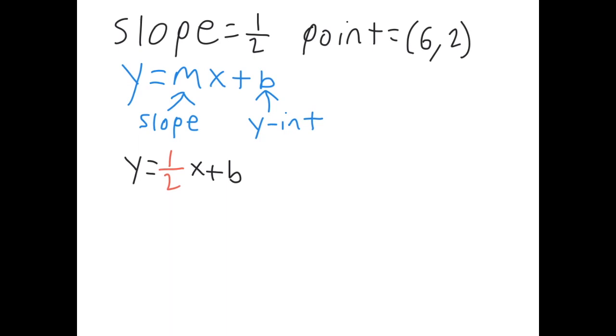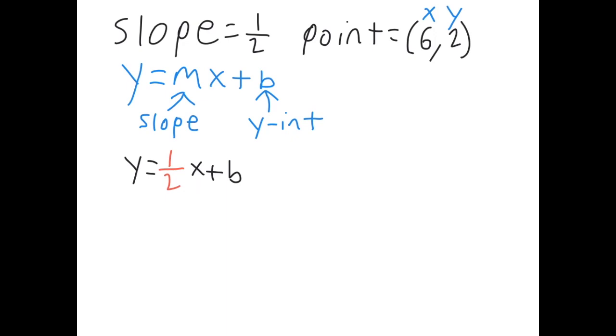So the way we can do that is we're also given a point. And remember, points are always written x, y. So in this case, 6 is your x and 2 is your y. So you can rewrite this equation and plug in x and y, and that'll leave only b, and then you can solve for b.